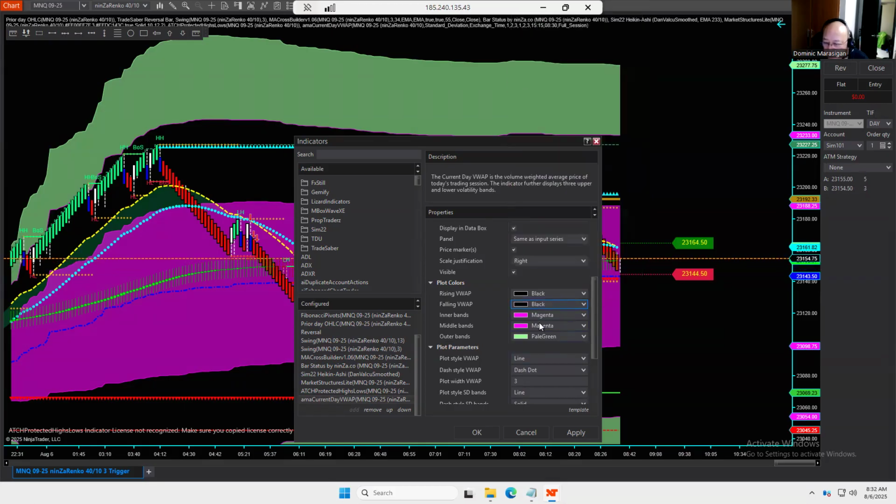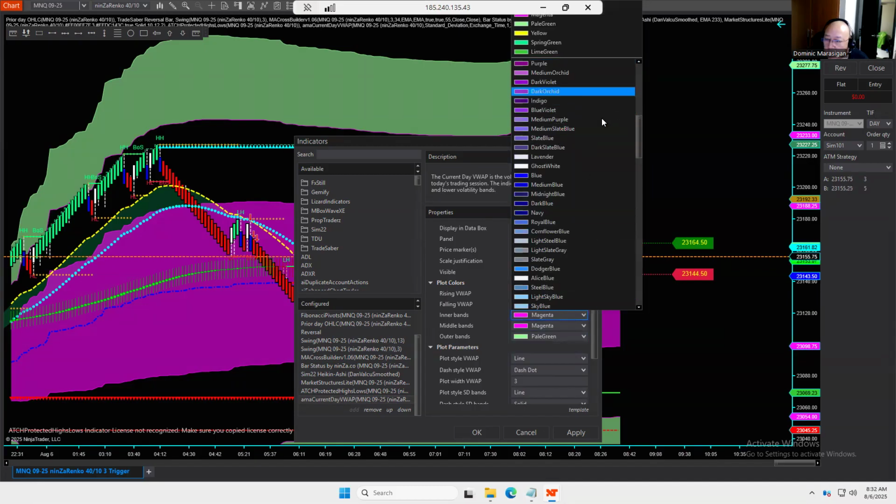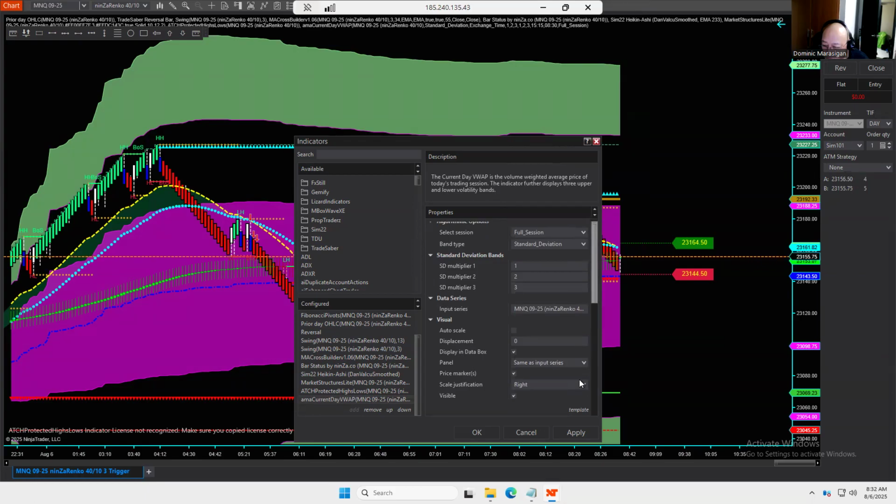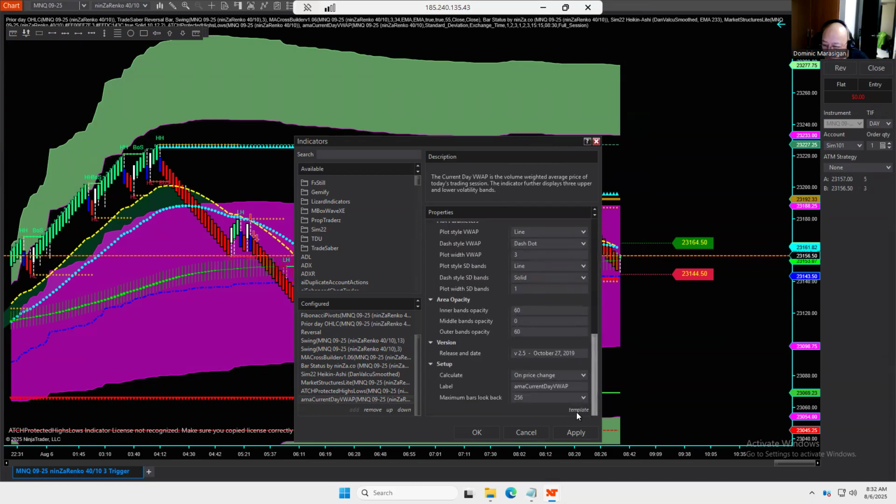Again, you can change it any color. Inner bands would be magenta, and I would probably have that maybe a little lighter. Let me see what it says here. Inner bands, we have control as to the, oh, okay. Right here, 0, 60, outer bands, middle bands, 0. Okay, I'll just leave it like that.